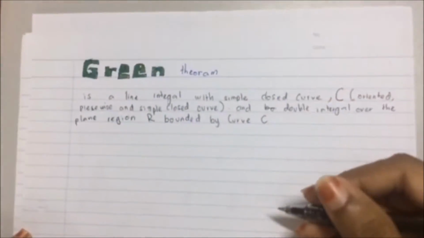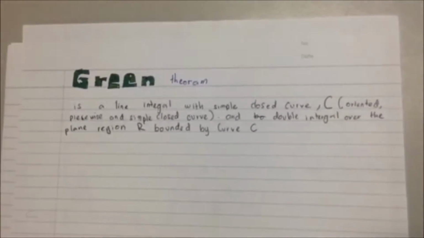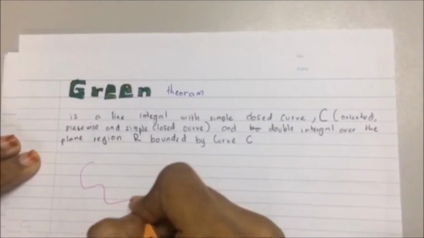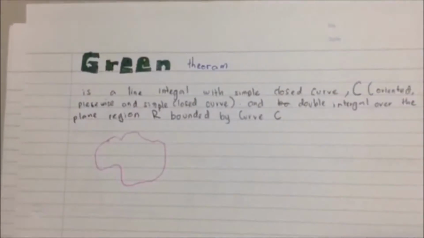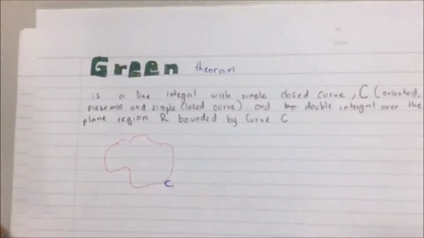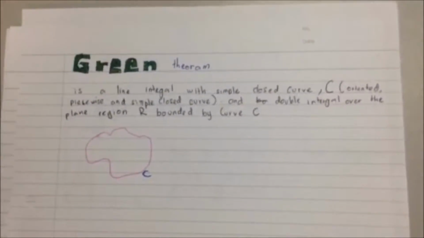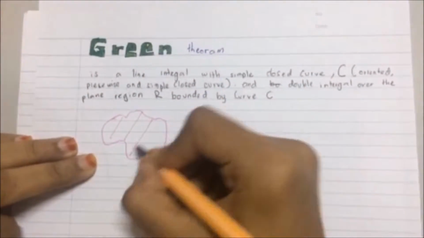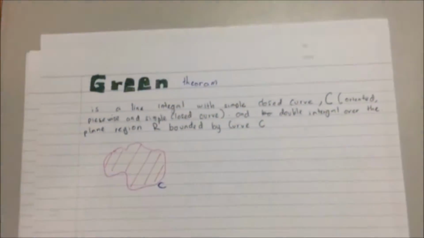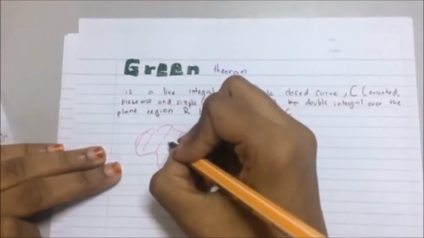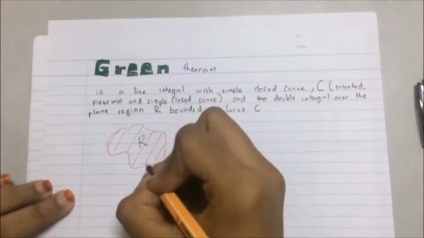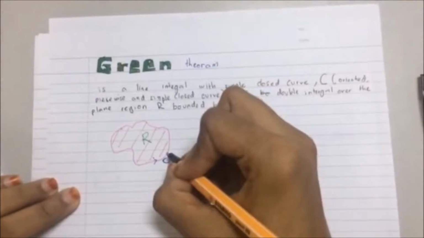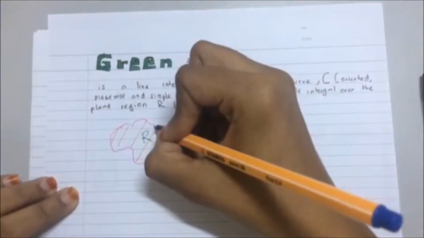So okay guys, now we're having a curve. This is curve C, and the region inside the curve is R. So okay, C must be piecewise, which is clockwise.